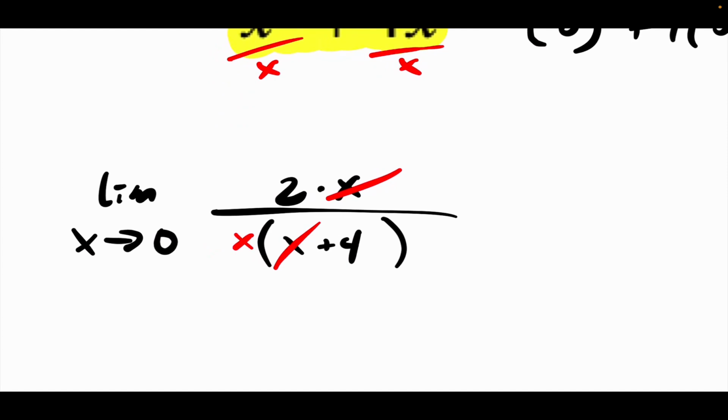No, because the top one is a monomial. The bottom one belongs to a binomial. Monomials and binomials don't factor like that. But since this x in front is just a monomial by itself, go for it. So I get 2 over x plus 4.